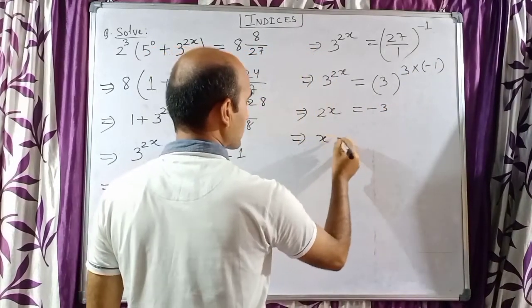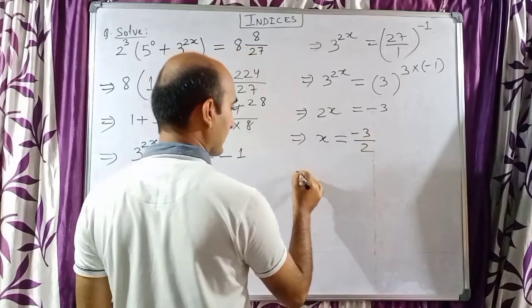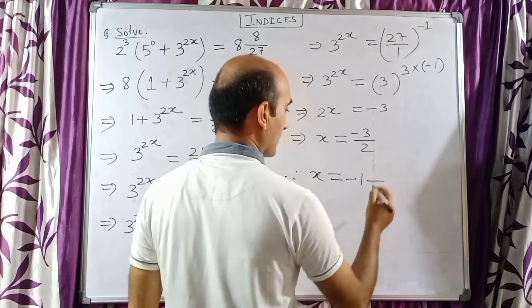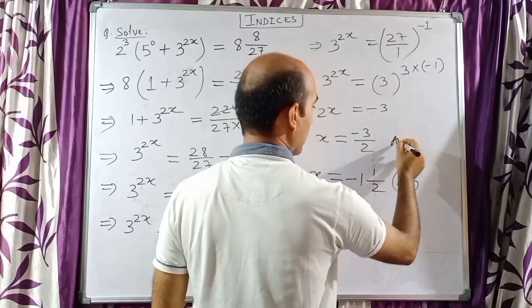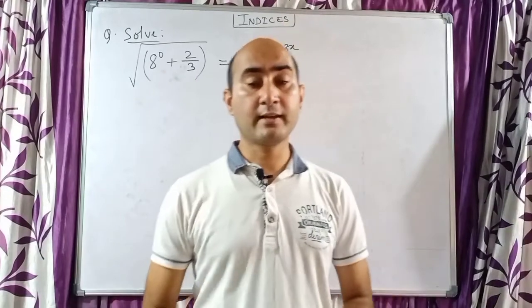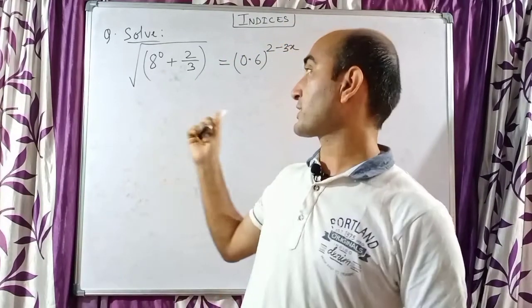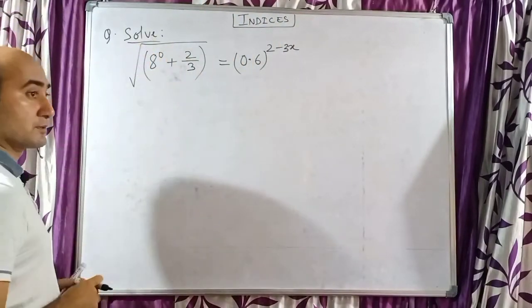Now x equal to minus 3 by 2. So finally I can write x equal to minus 1 whole 1 by 2. You can leave your answer here as well as here, both are correct. Children, let us discuss one more very important question from this section. So we have another question solved.